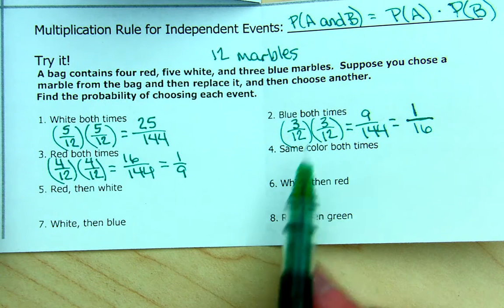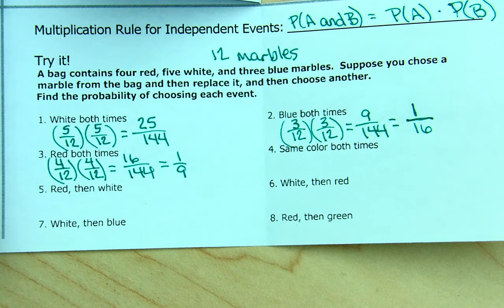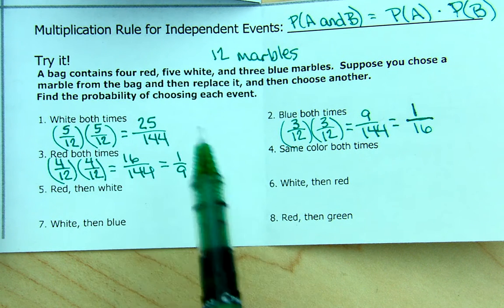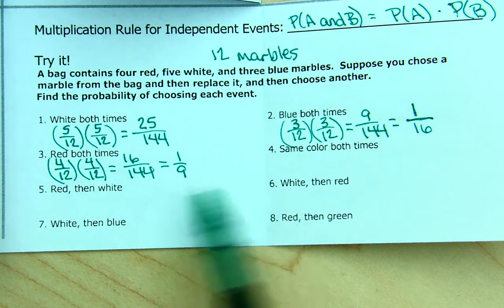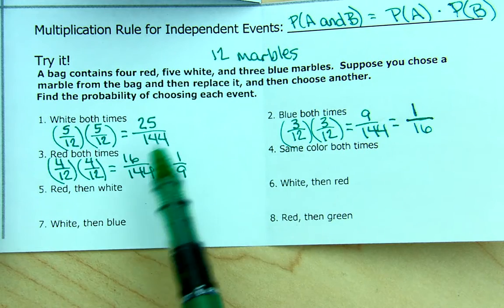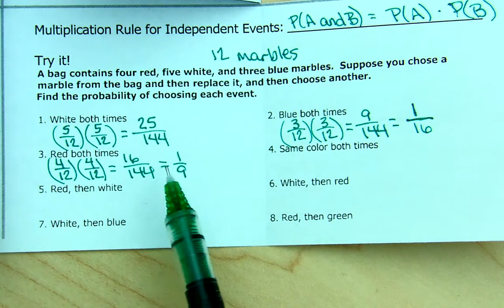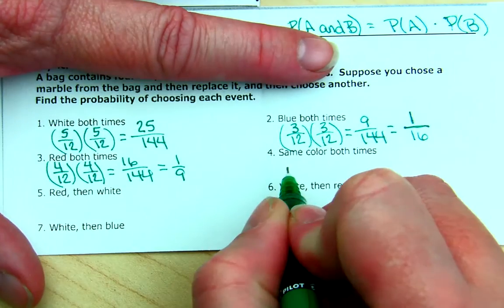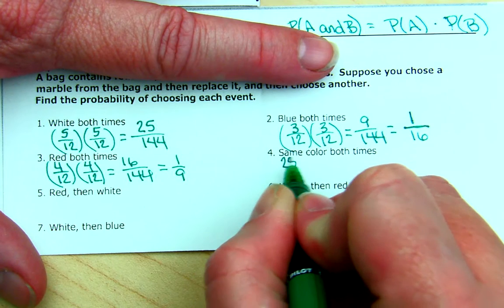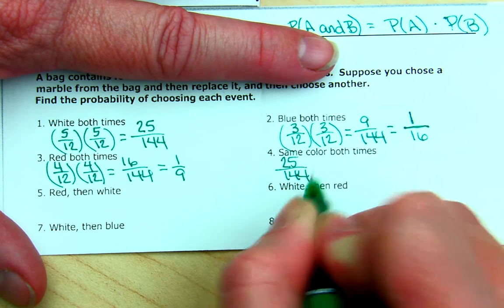Okay, so what are we going to do here? Same color both times. They could be both red, both blue, or both white. So we're going to take these probabilities and add them together because it's this or this or this. I'm going to go back to where they were all over 144 to make it easier to add.